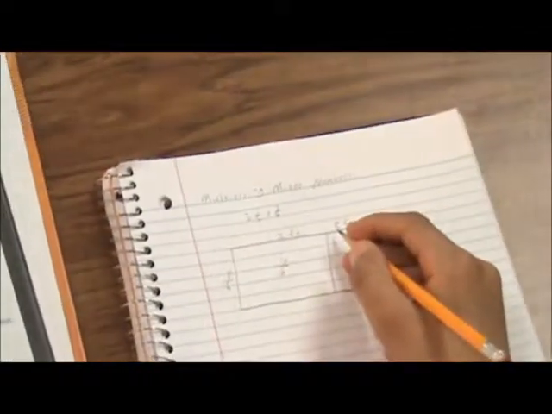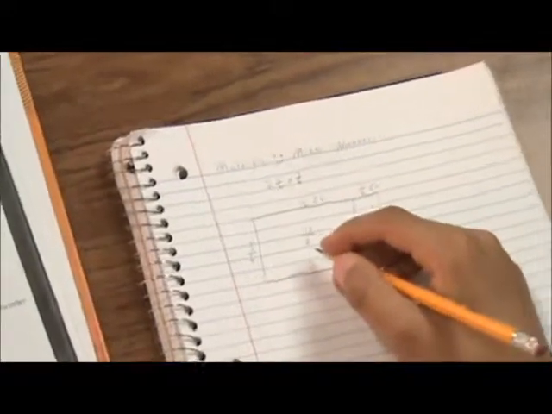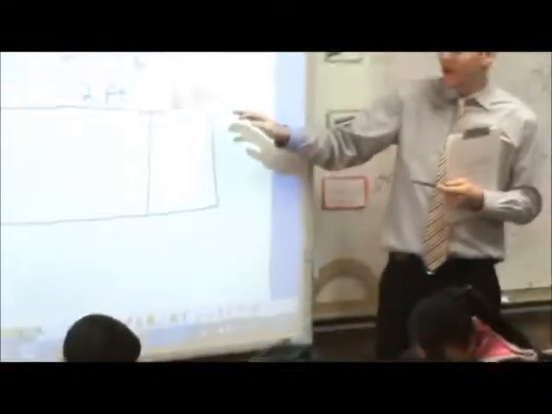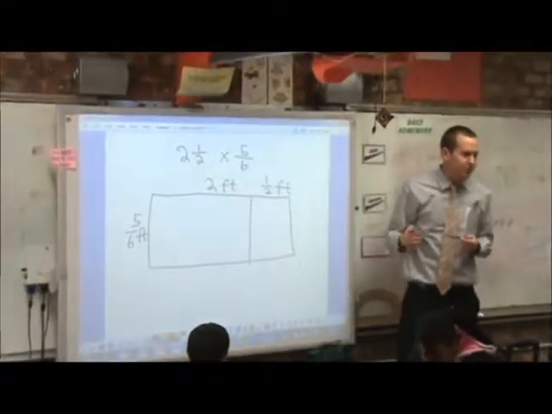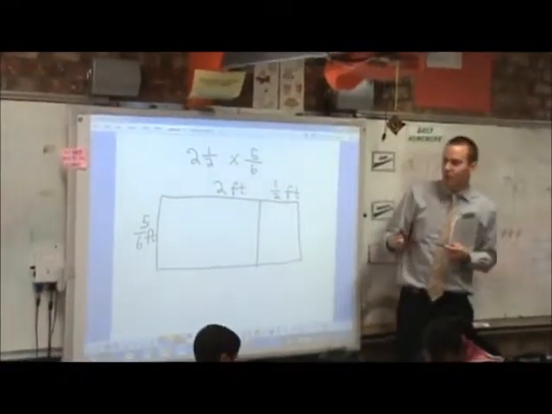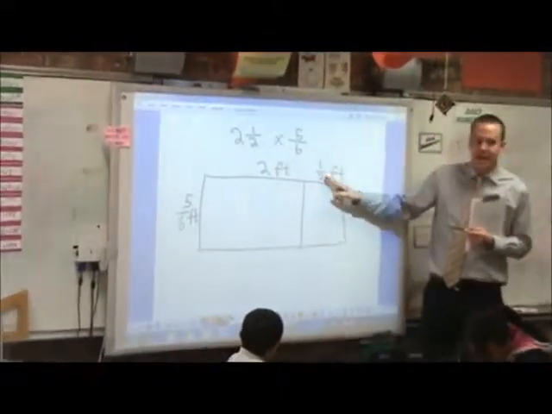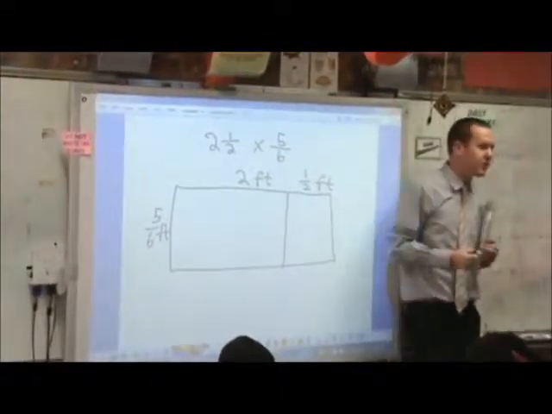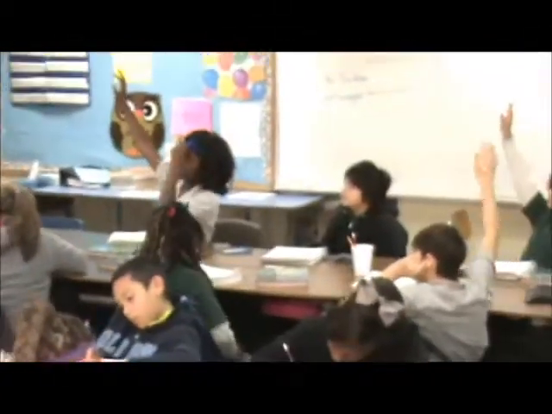And now, like we said, we need to find the area of this shape by multiplying the length times the width. Now, we haven't gone over how to multiply a mixed number by a fraction yet, so we're breaking it up into 2 separate parts. We're breaking it up into 2 times 5/6, and then 1/2 times 5/6. So who can give me 2 times 5/6? Show of hands.